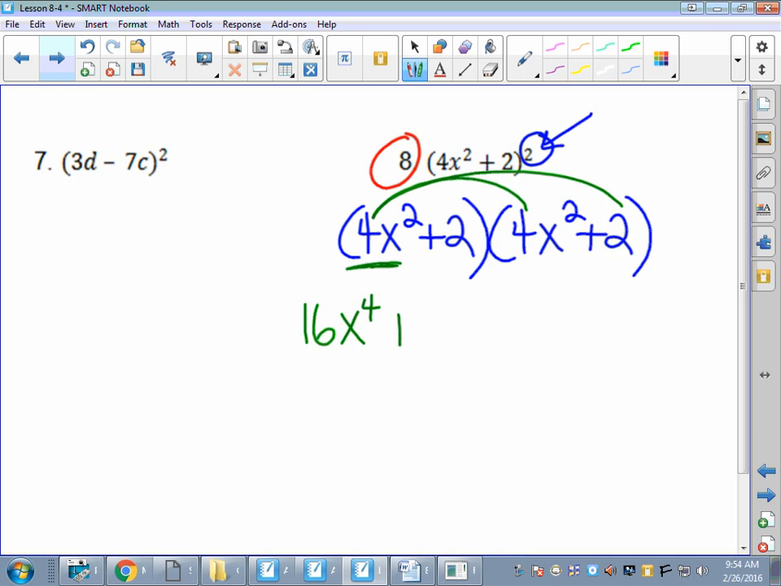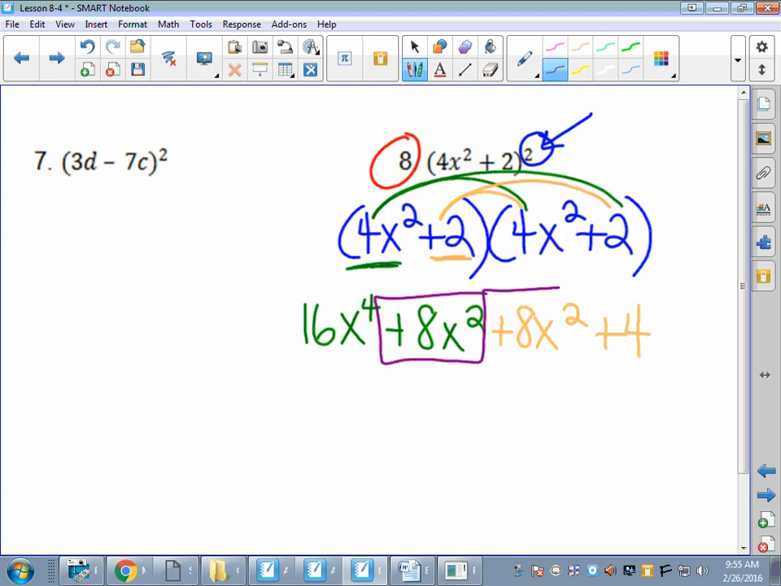4x squared times 2 is plus 8x squared. I'm going to switch over to this 2. 2 times 4x squared is another plus 8x squared. Notice the signs are the same. And 2 times 2 is a plus 4. So I've got my two like terms here in the middle. They don't cancel out because the signs are the same.